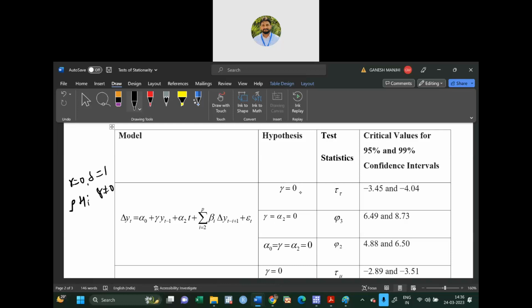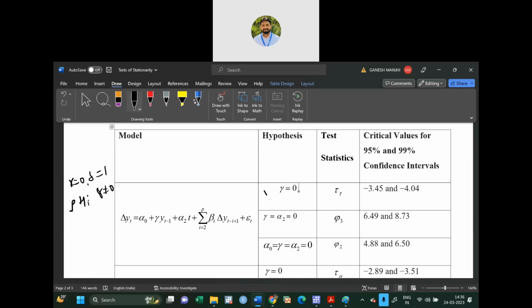Rejecting the null, meaning no unit root, right? Rejecting the null, meaning no unit root, meaning stationary. So do not reject the null. Do not reject the null, meaning unit root exists, meaning non-stationary.